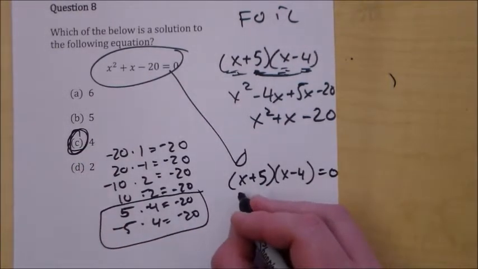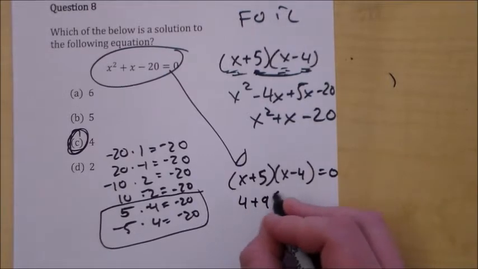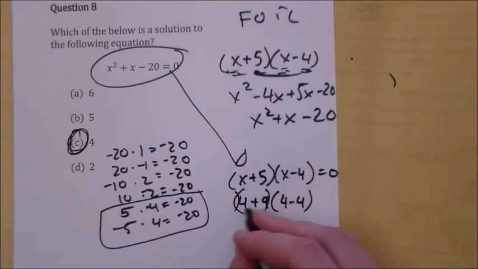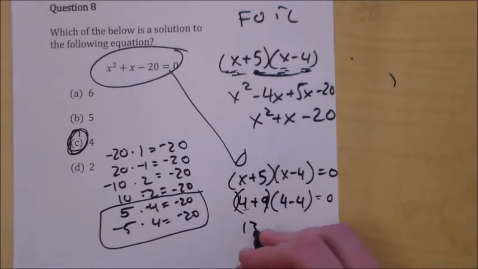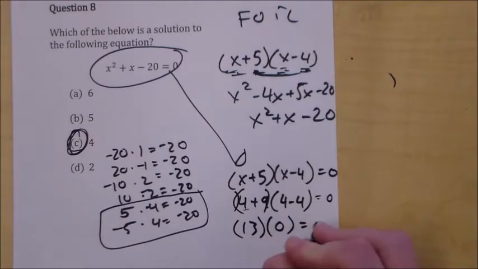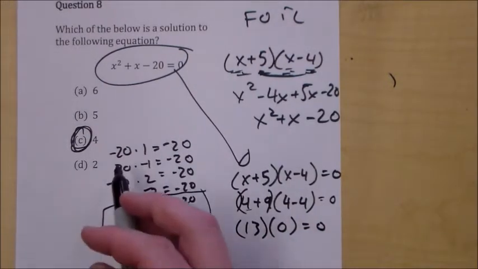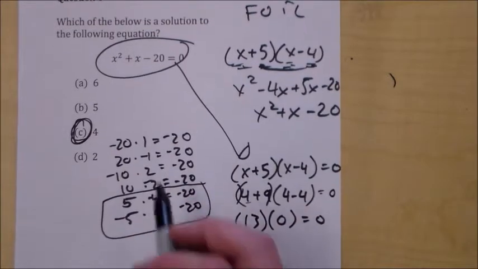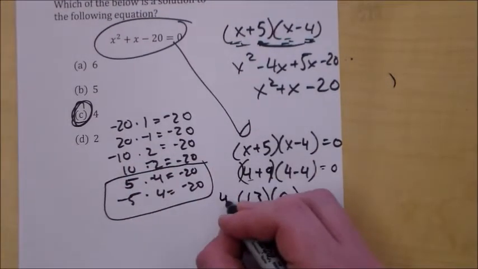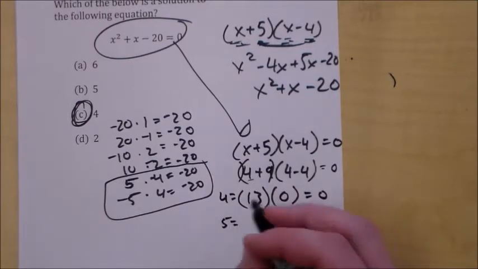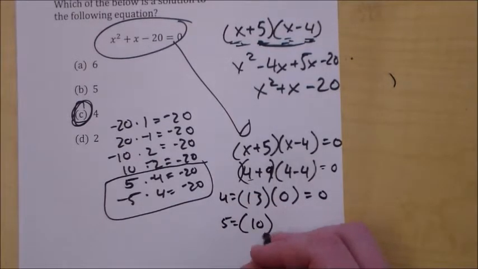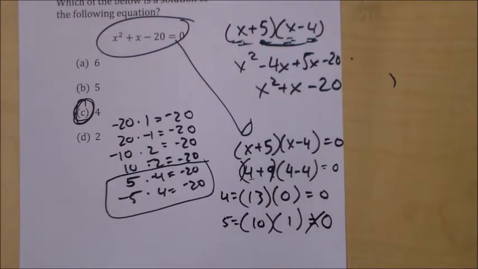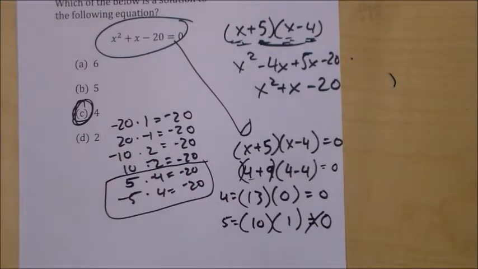Why? Because if x equals 4, you'd have 4 plus 9 times 4 minus 4. The 4 plus 9 equals 13. That times 0 equals 0. So we're good to go. If you swap out 4 for x here, you'd be good to go. If you swapped out 5, that'd be 5 plus 5 is 10 times 5 minus 1, which is 4, and that does not equal 0, so you're not good to go. So it can't be 5, it has to be 4.